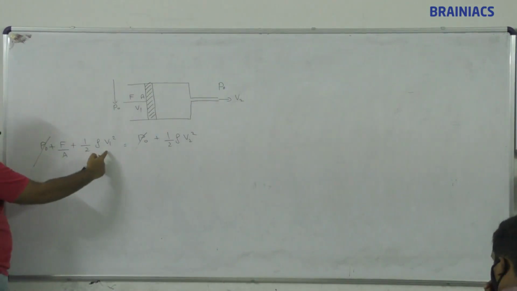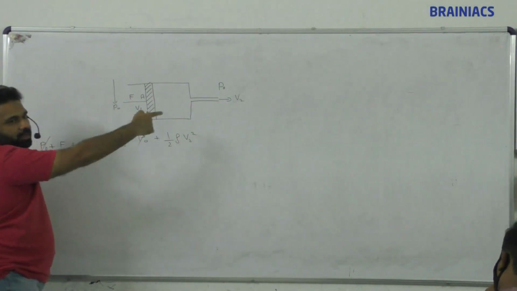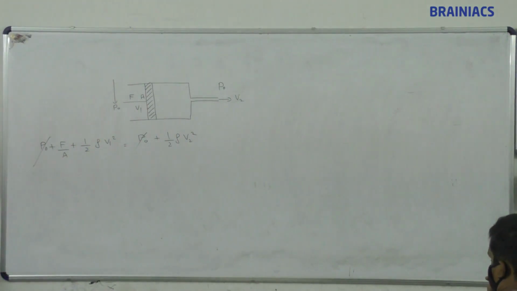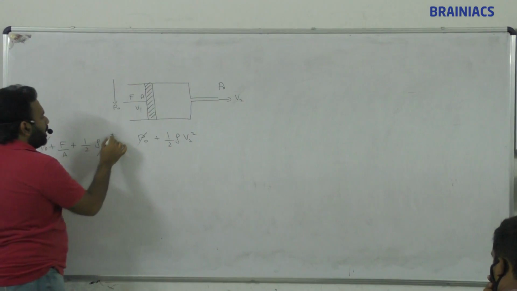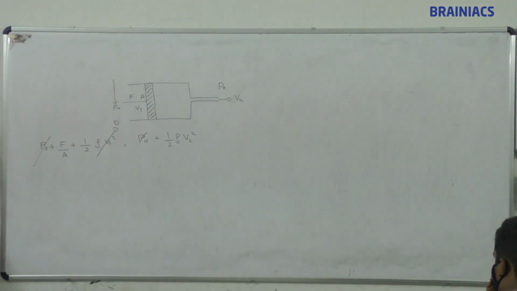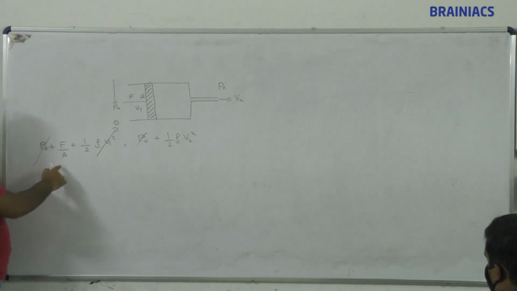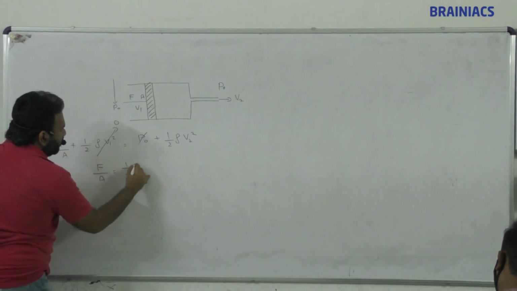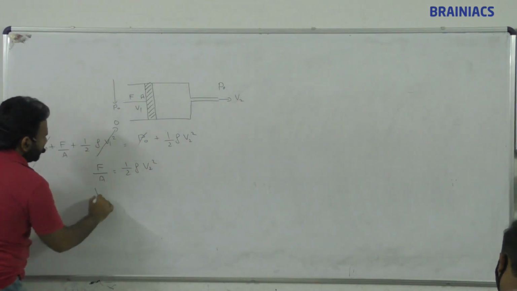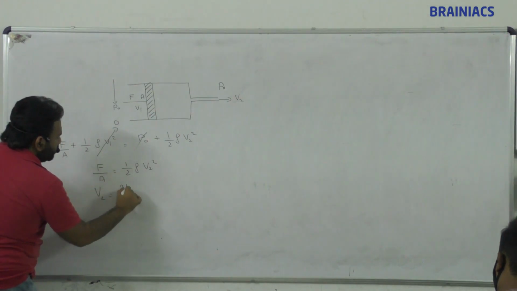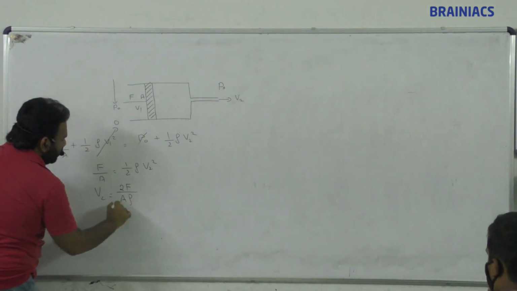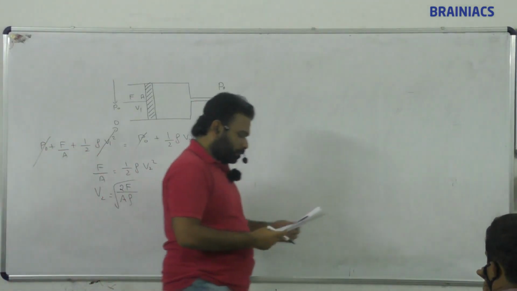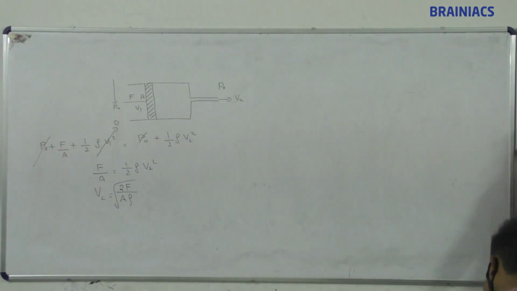One more thing I am doing: since the area comparison ratio is not given, nothing is given, I am neglecting V1 to 0. So if I do like this, F by A is equal to half rho V2 square. So V2 is equal to root of 2F by A rho. Is it correct? Fine.